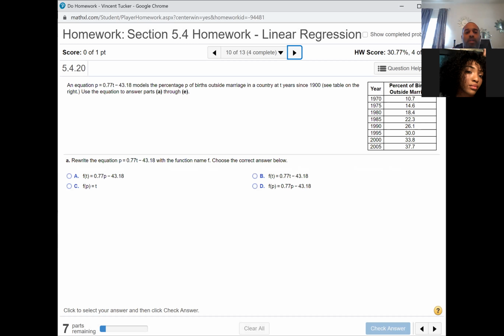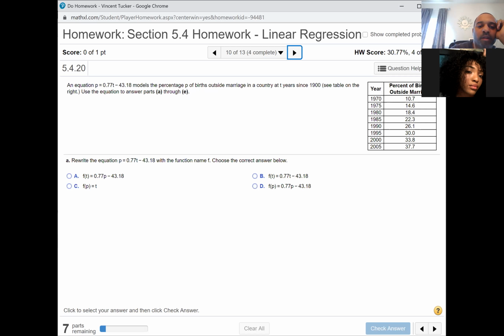Okay. Here, this one's a little different just because they ask you about function notation. Okay, 1013. So we'll do a few of these and then we'll stop. We talked about function notation earlier in class. This one harks back to that. We have an equation P equal to 0.77t minus 43.18, which models the percentage of births outside marriage in a country at t years since 1900. So rewrite the equation P equal to 0.77t minus 43.18 with function named f.